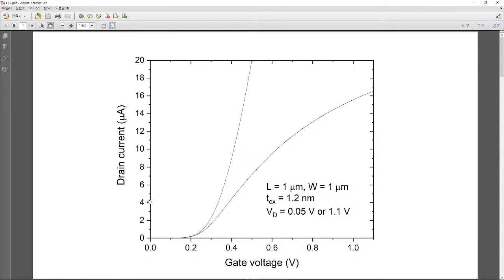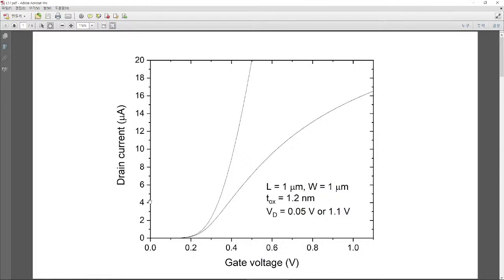So what is this curve? This curve is obtained by setting your drain bias to a very small value. Here I have used just 50 millivolts, but 0.1 or 0.01 or 1 millivolt or whatever. So please apply a very small amount of voltage to the drain.